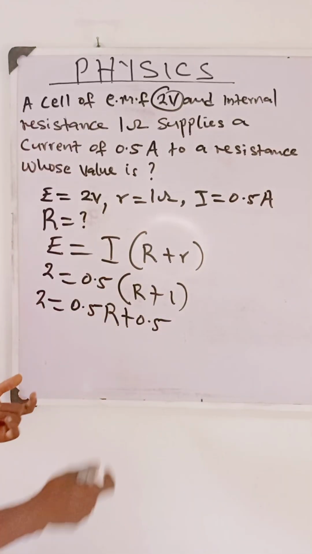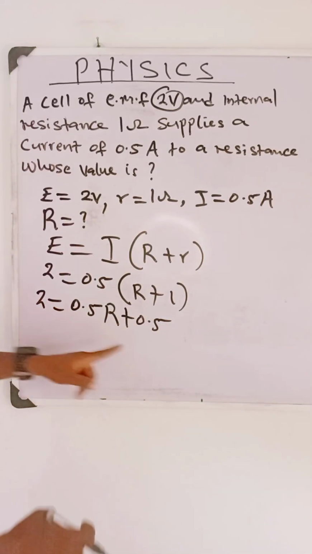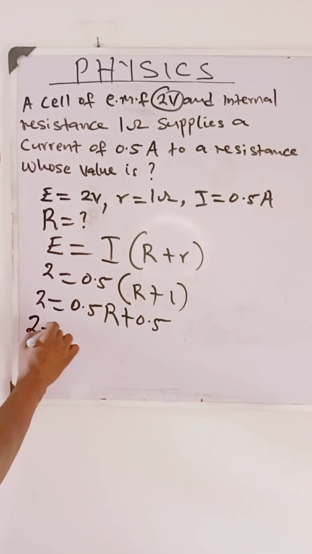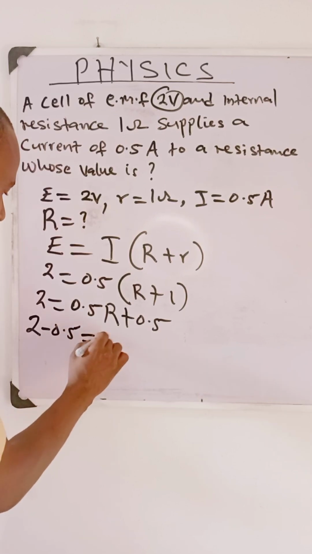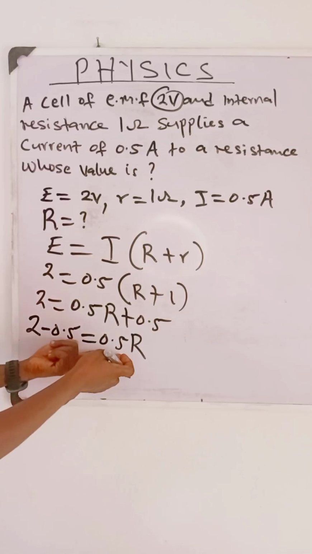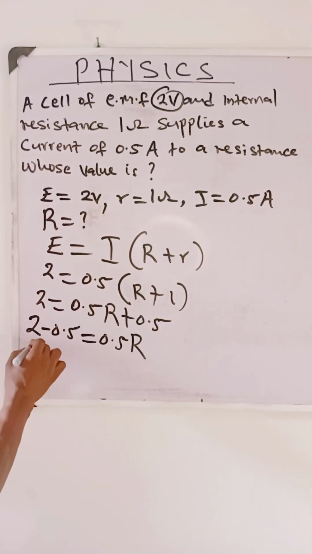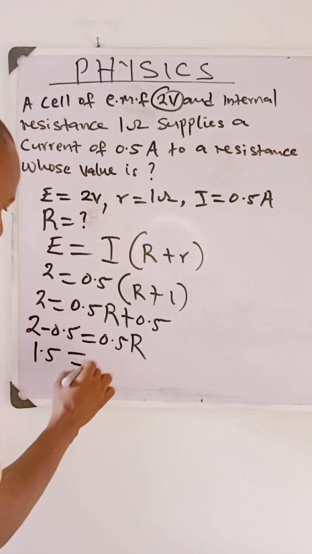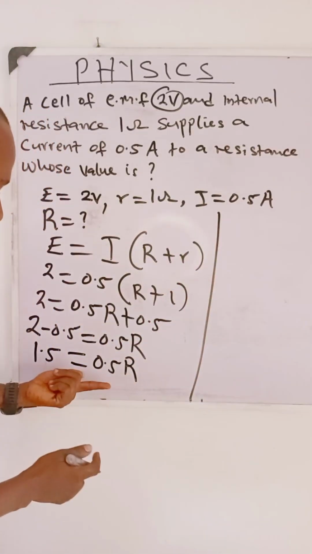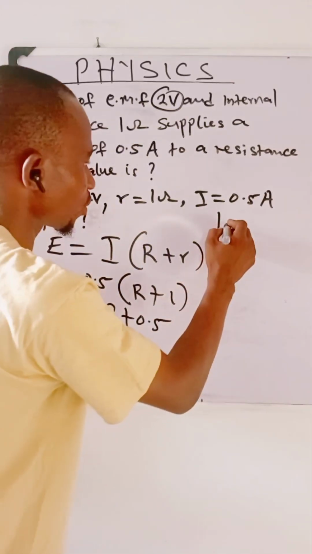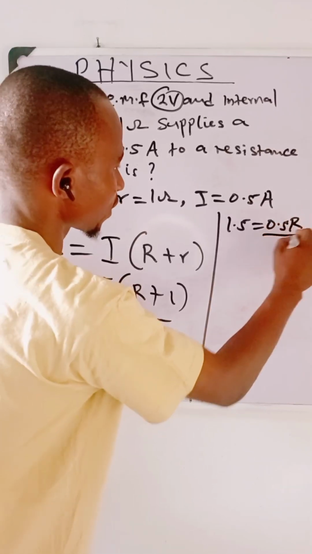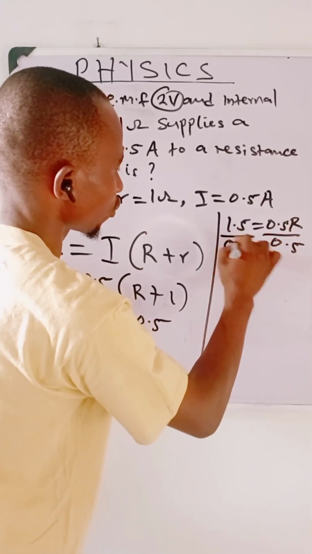The next thing is collection of like terms. 0.5 will come to this side, crossing the sign of equality, it will turn to a minus sign. So I have 2 minus 0.5 equal to 0.5 R. I'm subtracting this one. So what I'm going to have here is 1.5 equal to 0.5 R. All right, good. So the next thing, I'll divide both sides by 0.5. So what I'm going to have is 1.5 equal to 0.5 R, divided by 0.5, divided by 0.5.